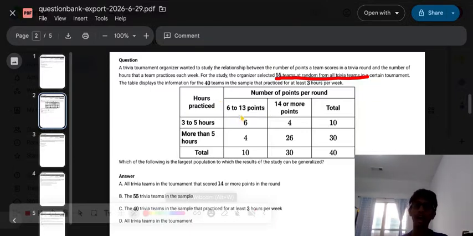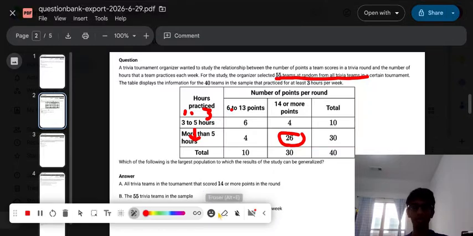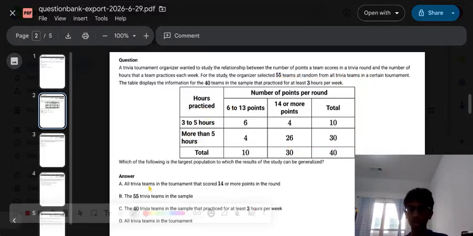We see that as time increases, more teams score more points. You can see that at 14 points or more, teams that studied more than 5 hours have a much larger proportion of people getting more points than people who only studied 3 to 5 hours. This can be generalized a bit more with, say, 1 to 3 hours. We can assume that people will gain even fewer points than the people from 3 to 5 hours.